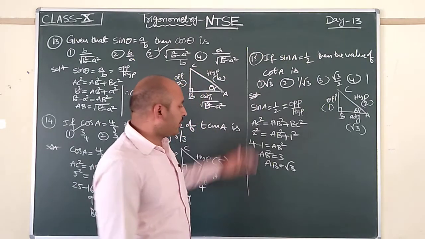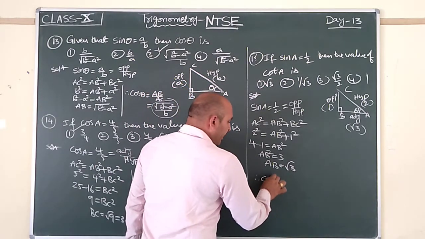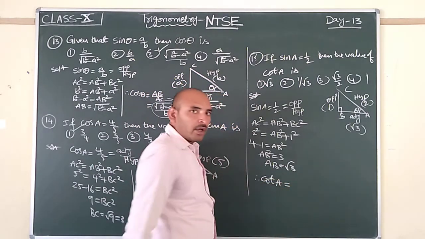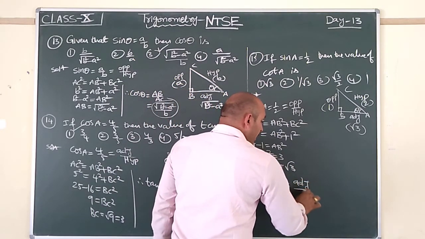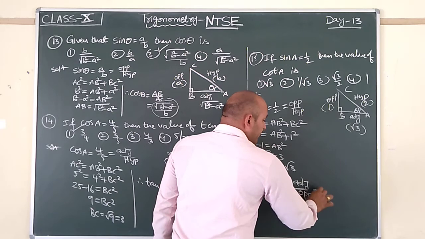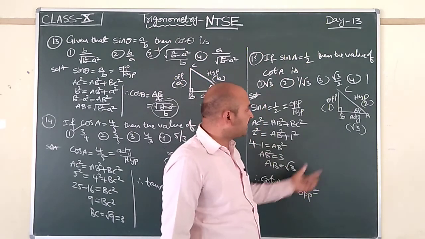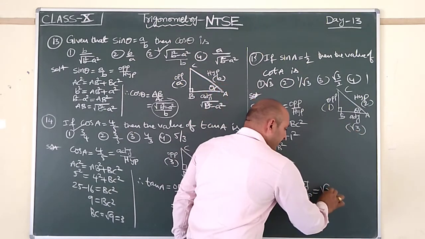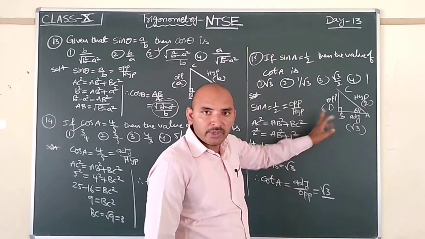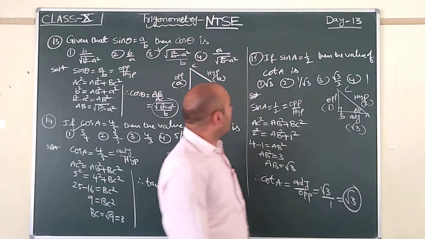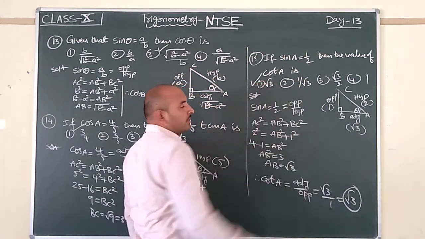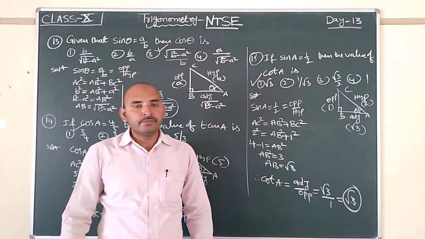So now the cot A value. Therefore cot A is equal to, by the basic formula, adjacent side by opposite side. The adjacent side value is root 3, divided by the opposite side value, 1. Root 3 by 1 is equal to root 3. Root 3, option number 1. This is problem number 15. Thank you.